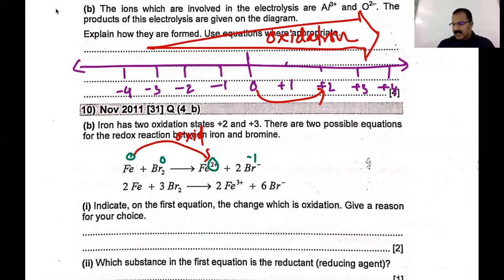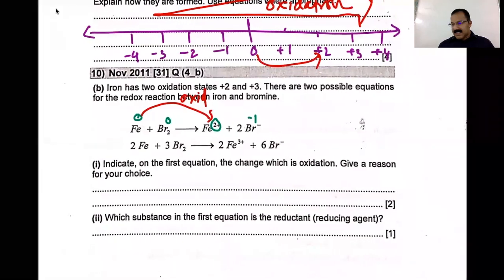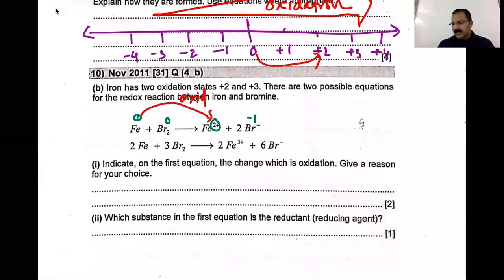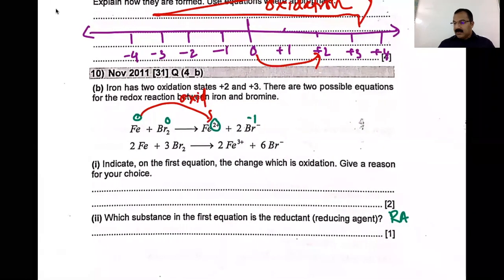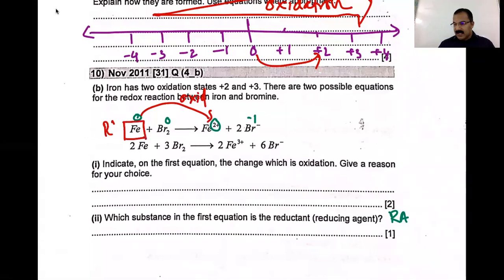Right. Now, which substance in the first equation is the reductant, the reducing agent? Whenever I practice, I write reducing agent, RA. So in the first equation itself, the rule is the species which undergoes oxidation is the reducing agent, and the substance which undergoes reduction is the oxidizing agent. Always we identify reducing agents and oxidizing agents only from the reactants, not from the product side.